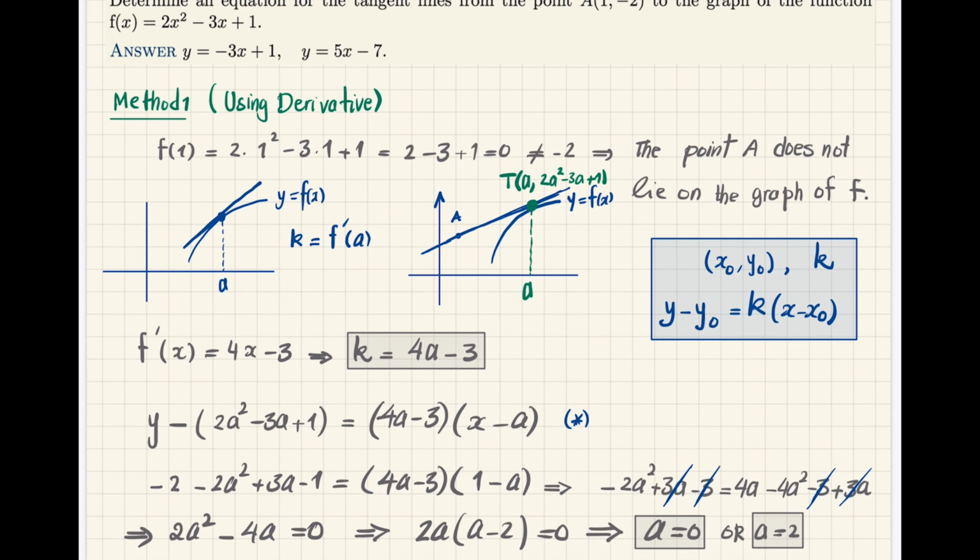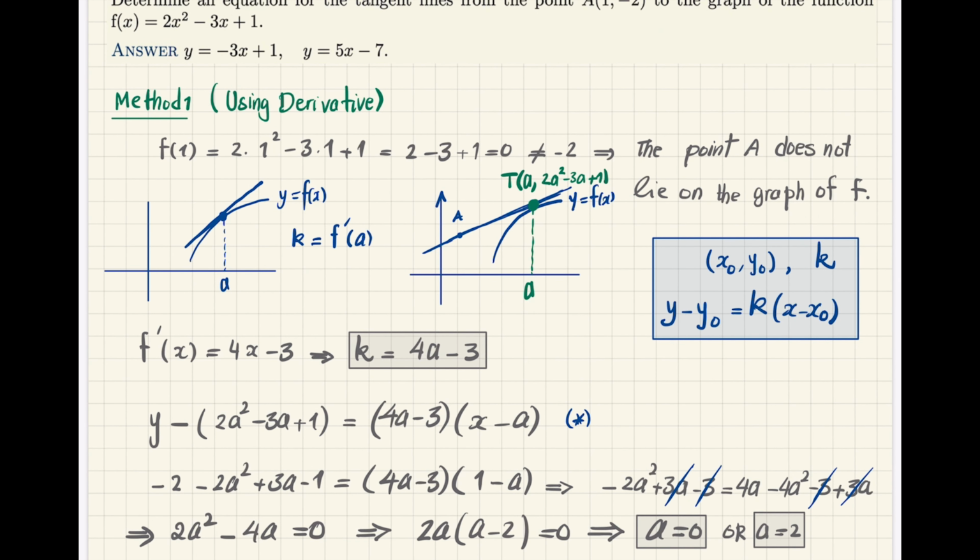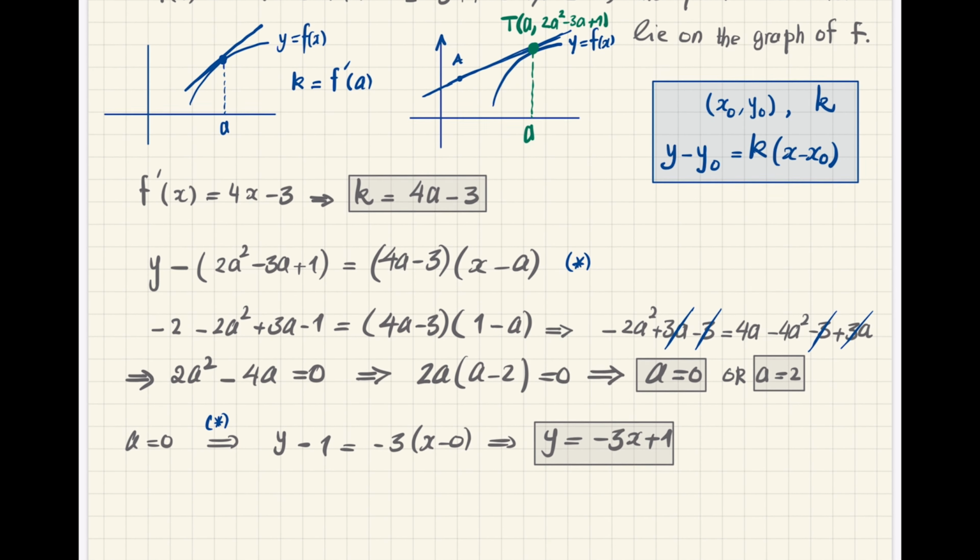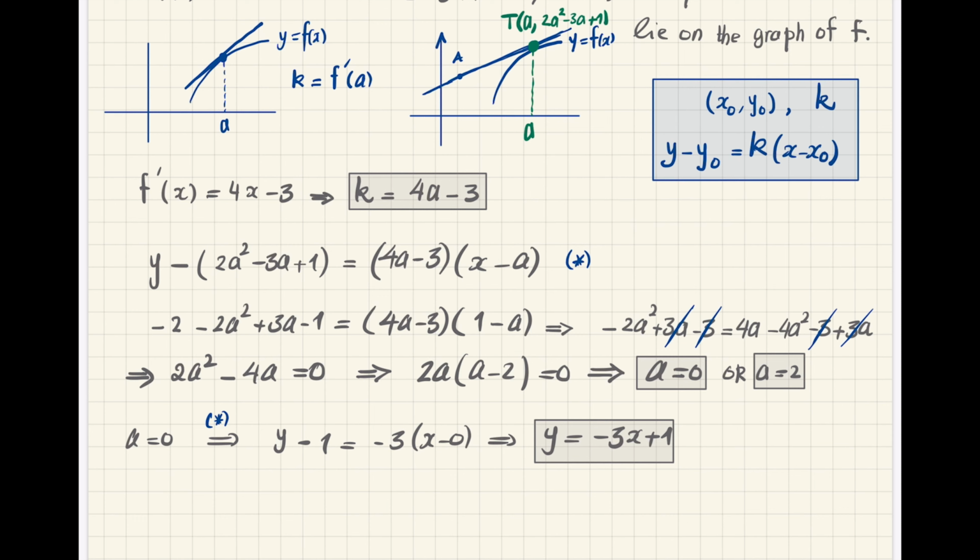If you don't see it here, because I haven't drawn this carefully, I will go to GeoGebra and show that this is indeed the case. So this is one of these equations that we have. And now if I put a equal to 2, using again the same equation, star, let me simplify this one as well.